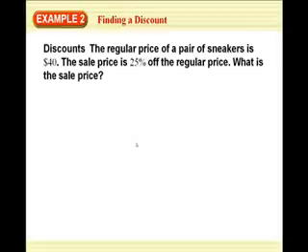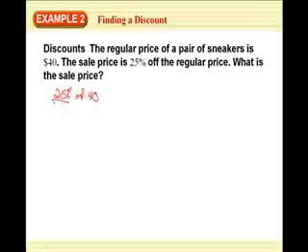Now let's talk about discounts. It says the regular price for a pair of sneakers is $40. The sale price is 25% off the regular price. What is the sale price? So you get 25% off of those shoes. So right away, do you see my words here? Of, you save 25% of 40.